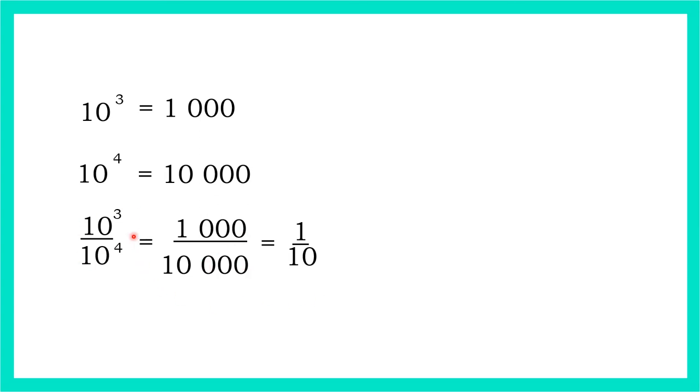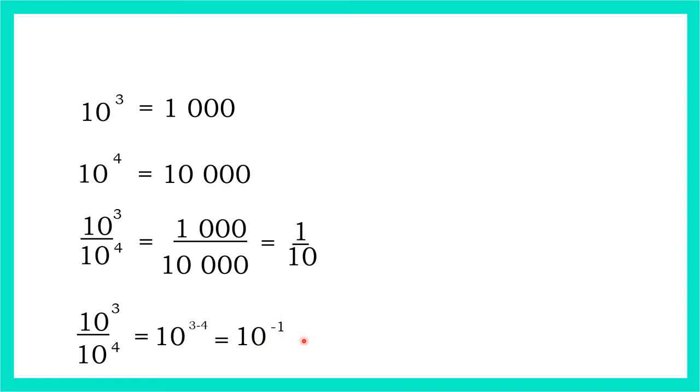Now, i-apply natin yung ginawa natin before. So, you have 10 cube over 10 fourth is just equal to 10 raised to 3 minus 4, di ba? Ganun ang ginagawa. Yung nasa taas, ima-minus mo yung nasa baba na exponent. So, this is 10 raised to 3 minus 4. So, 3 minus 4 is kulang, di ba? 3 minus 4 ay kulang ng isa. So, ang kalabasan nito, that would just be 10 raised to the negative 1. So, kasi 3 minus 4, negative 1 ay kulang, di ba?